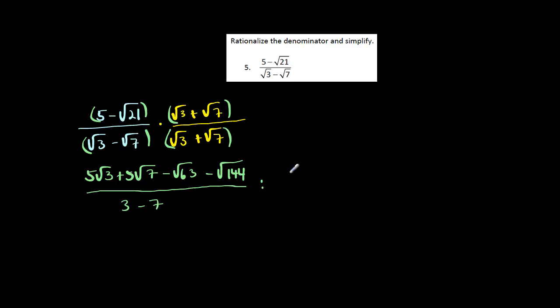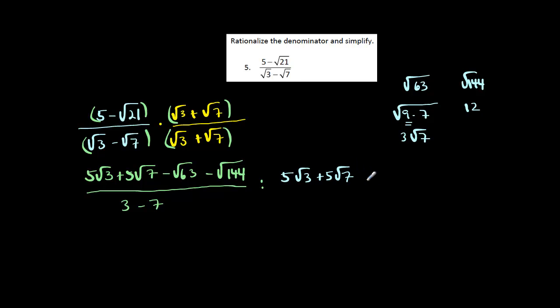So on the top, we can break down root 63 and root 144. Root 63 is the same as root 9 times root 7, which is 3 root 7. Root 144 is just 12, because the square root of 144 is 12. So if I rewrite the terms, I get 5 root 3 plus 5 root 7 minus root 63, we already found out was 3 root 7, minus 12. All divided by 3 minus 7 is negative 4.